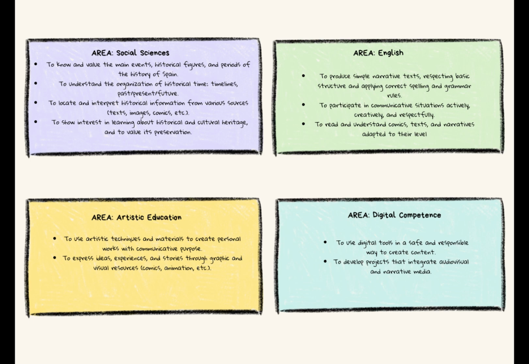In English, students will write simple stories with the correct structure and grammar, take part in communication activities, and understand and read short stories that are adapted to their level. In art, students will use materials and artistic techniques to create personal works and express ideas and stories using drawings or pictures. And finally, in the digital competence area, students will use digital tools in a safe and responsible way to create content, and they will develop creative projects.